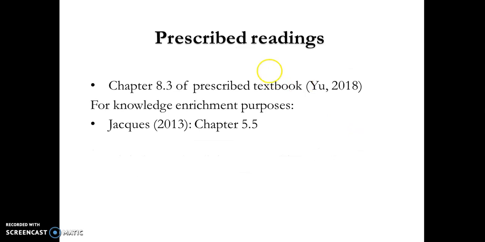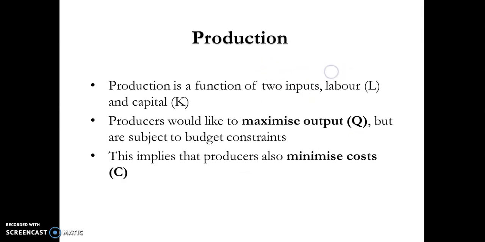And the prescribed reading is the same as well. So up until now, you've learned that you have a production function, and we've recapped what a production function is, that it relates the quantity of the output to the quantities of the inputs. It shows the highest output that a firm can produce for every specified combination of inputs. And those two inputs we had were labor and capital. And we also see that firms would like to maximize output Q, but they are subject to budget constraints. So these two points relate to chapter 7.